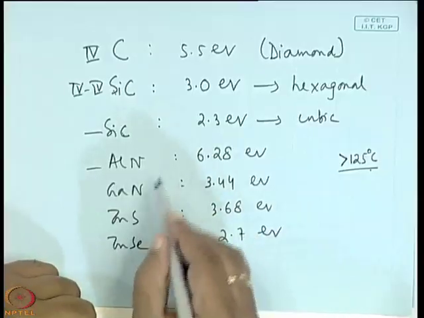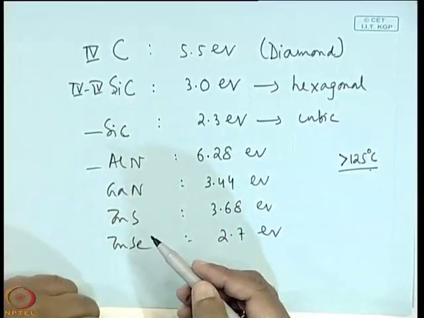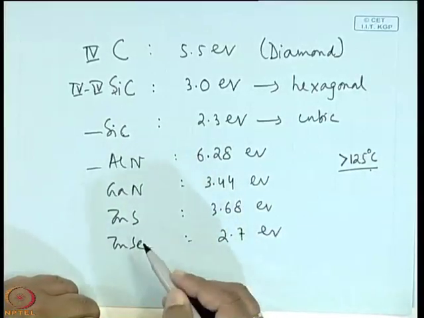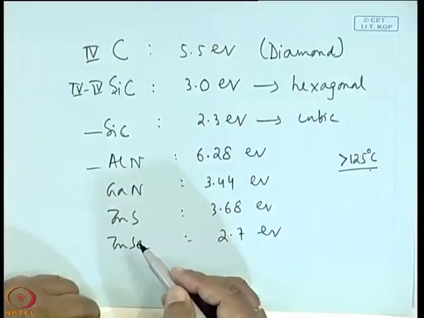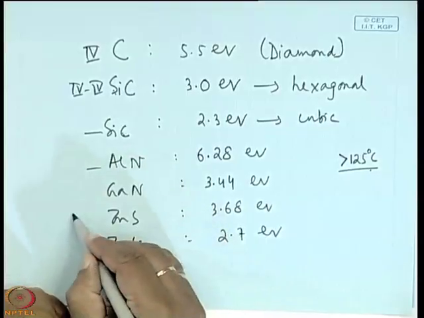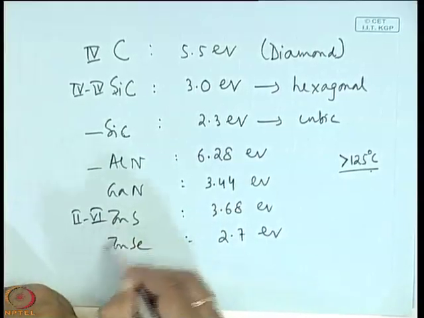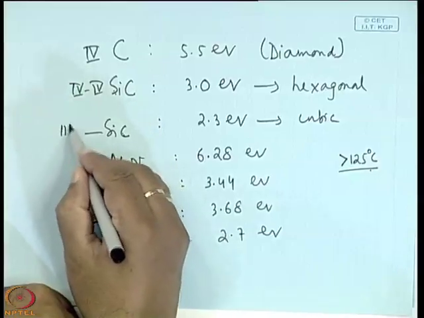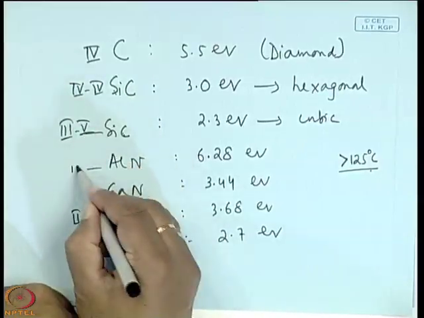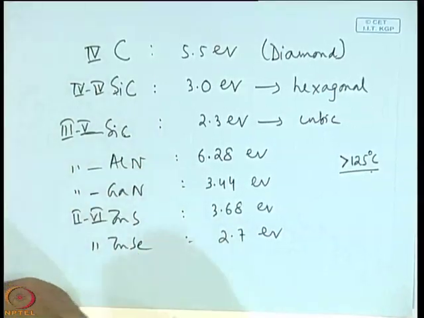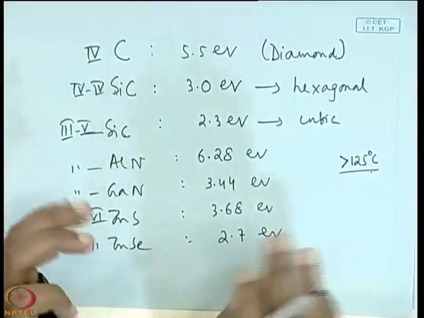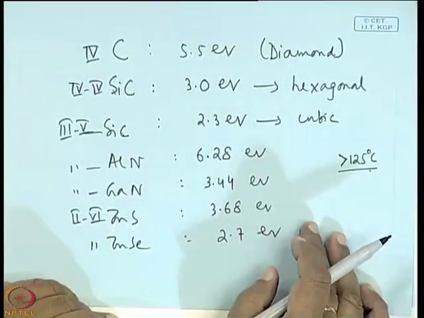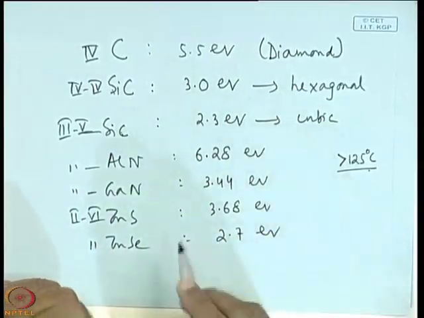Silicon carbide is 4-4. Aluminum nitride is 3-5. Then zinc sulfide is 2-6. These are all 3-5. So these are the various groups. That means it is not necessary that a particular group is useful. Almost all materials are useful and they have definite applications.